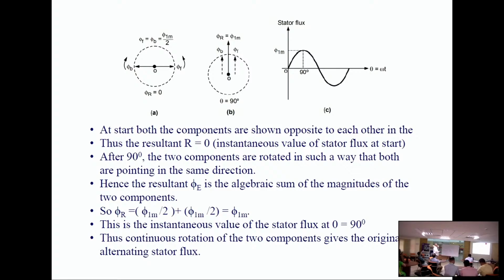What is the resultant now? In this position, the resultant is 0. Then after some point, both the vectors are occupying this position. So what is the resultant? This is the maximum value.